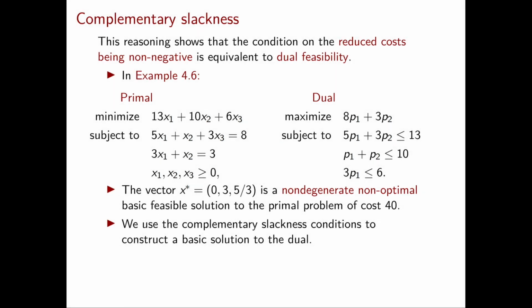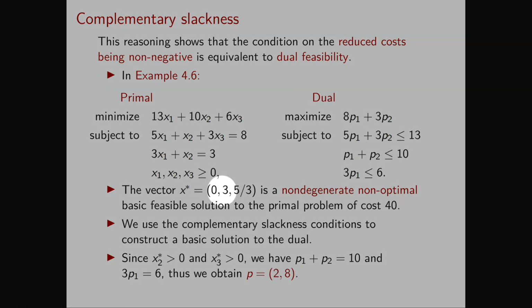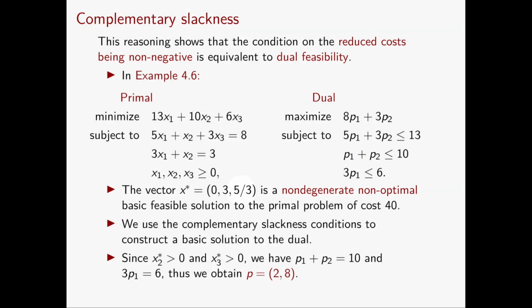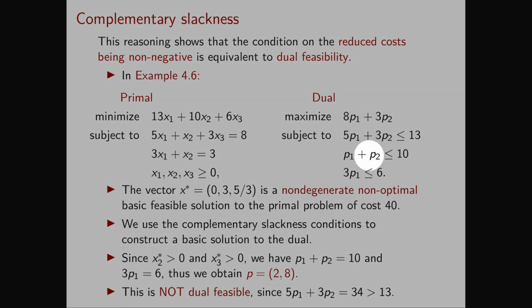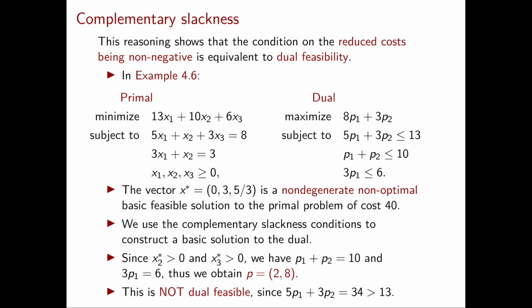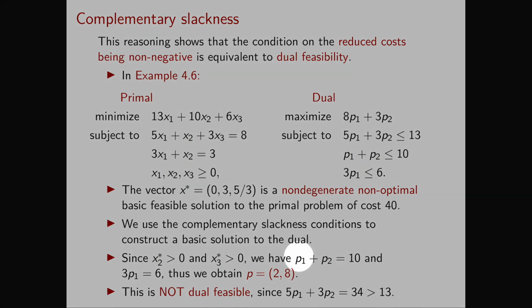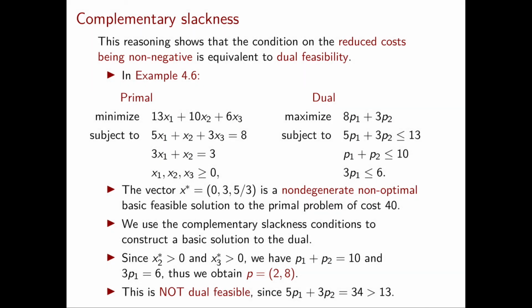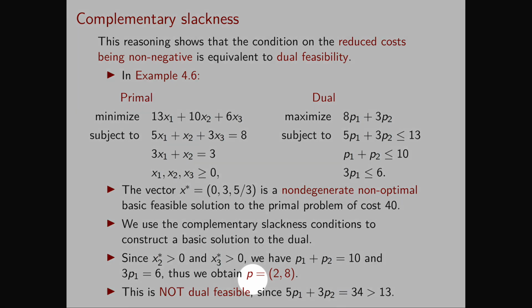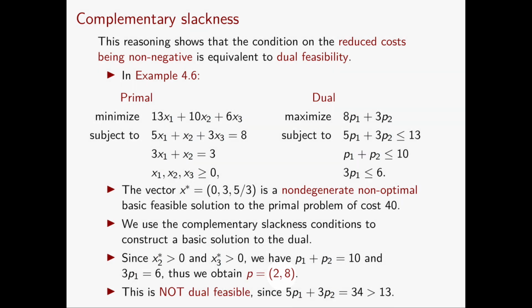Now we can still follow the same line of thought as in the previous slides. So we can use the complementary slackness conditions to construct a basic solution to the dual. Now the positive components of x star are the second and the third. So we obtain that the second and third dual constraints must be satisfied at equality. We obtain the system p1 plus p2 equal to 10 and 3p1 equal to 6. This system has a unique solution which is p equal to 2, 8.